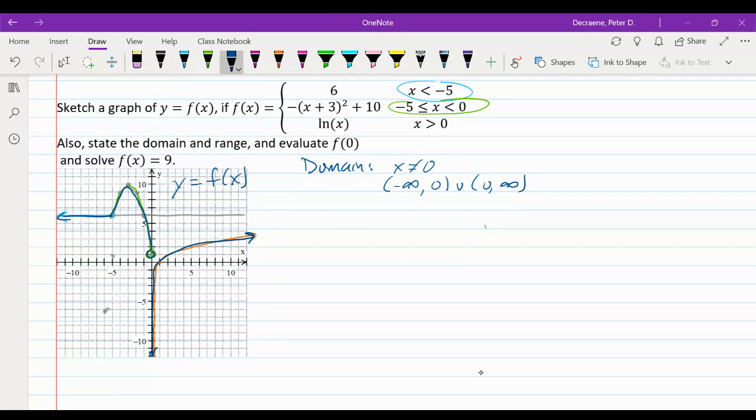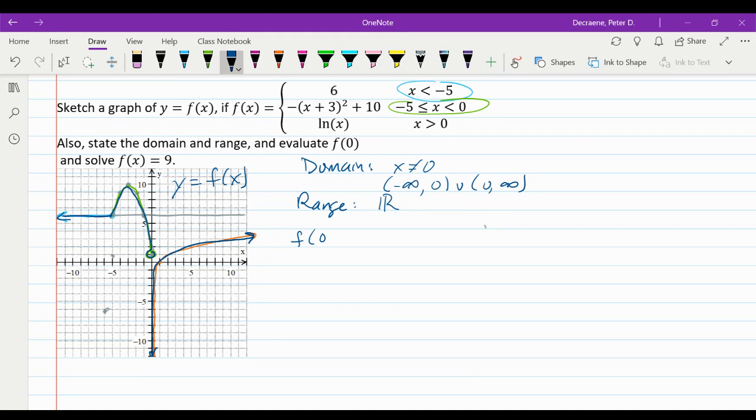The range on this one goes down to negative infinity and up to 10. Oh, but wait a minute. This graph, remember, keeps growing and growing and growing, and it's going to be bigger than 10 way out there. So this is really all real numbers.